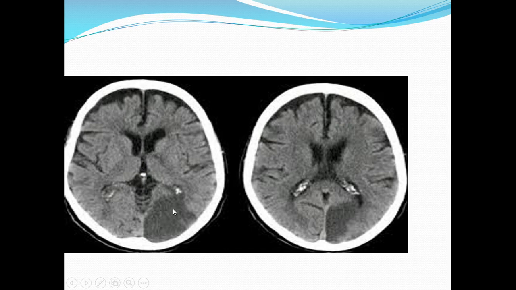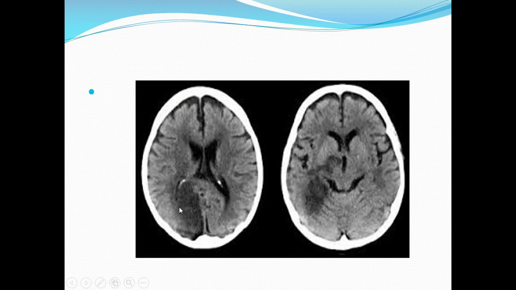So this is the ill-defined hypodense area in the left occipital region, and this is the ischemic infarction of left posterior cerebral artery or left PCA territory. Again ischemic infarction of right posterior cerebral artery, but there are few other infarcts, like this is the infarct in the thalami adjacent to the third ventricle and in the right cerebral hemisphere also, cerebellar hemisphere also.